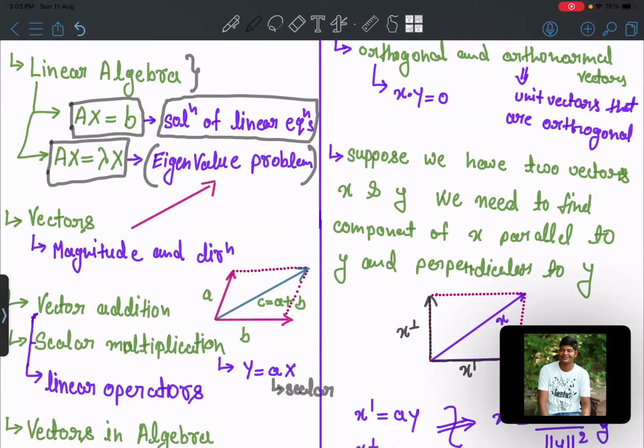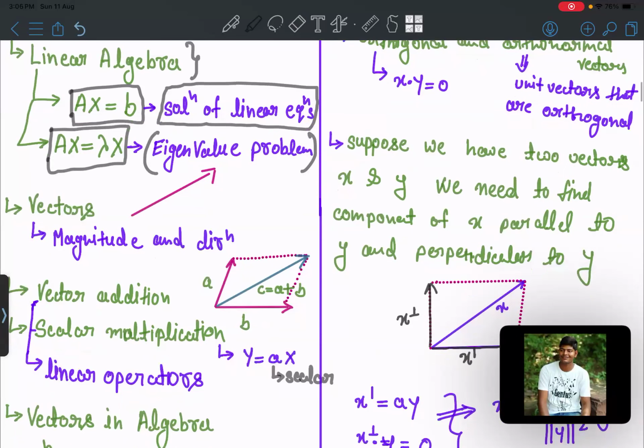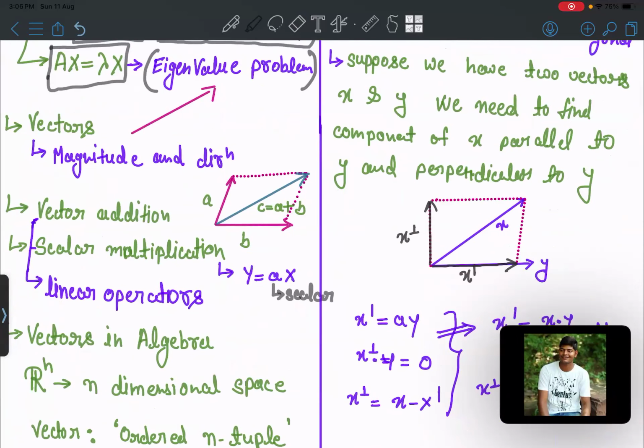Before going to the numerical methods that are used to solve the linear algebra problems, first, some basic fundamentals have been revised here, like what is a vector? Vector has both magnitude and direction, and it is represented with an arrow. This is a geometrical representation of a vector. You have heard about force, velocity, acceleration. These are all vectors.